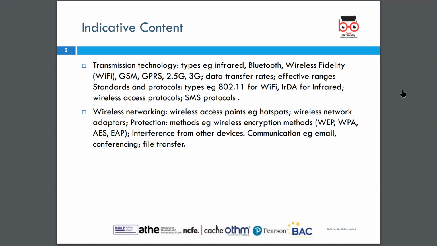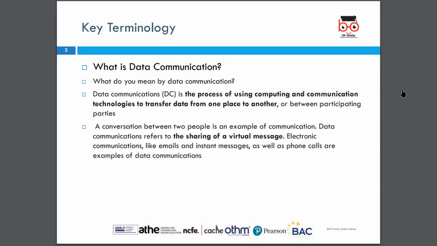So okay. Yeah. So in today's session, our indicative content, we're going to look into transmission technologies. So we will look into type of infrared. We will now analyze them, explain how they're used and the technology behind it. And also we're going to look into wireless networking. So we touch base again on access point and hotspot, and also wireless network adapters and other type of hardware devices that we are required to build our network system.